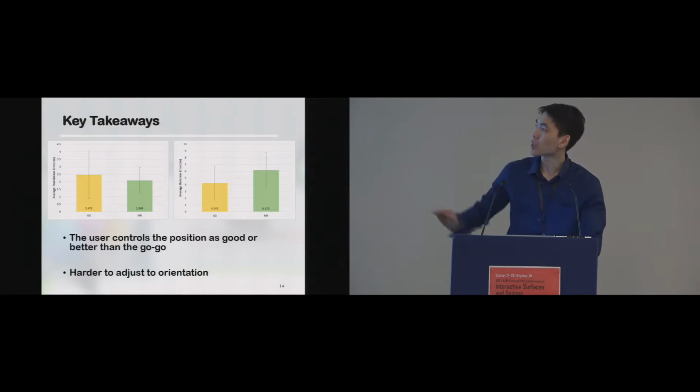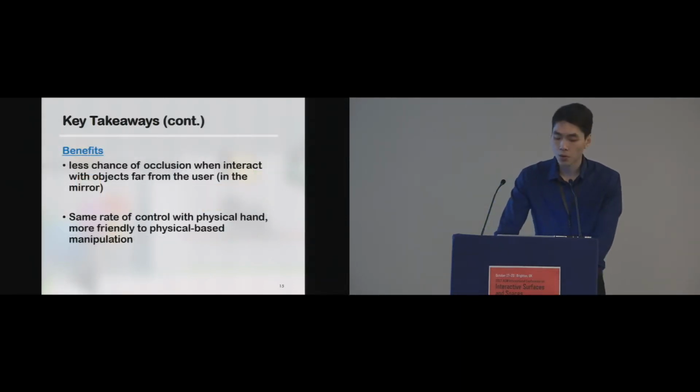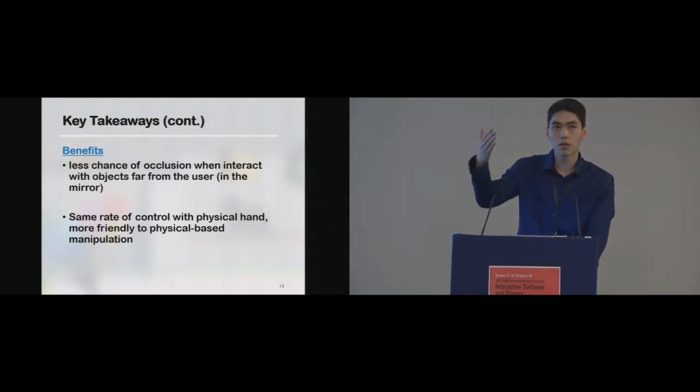We will show on the graph on the left, but it's a problem when dealing with the orientation in the mirror metaphor. We will show on the right. So another observation result is that there is less chance of occlusion in the mirror metaphor during object interaction that is far away from the user. Because when the user tries to interact with an object that is far away, the hand is actually far away from the screen.